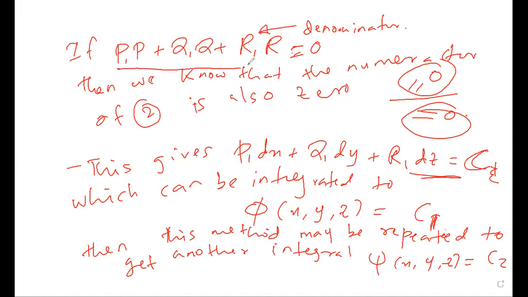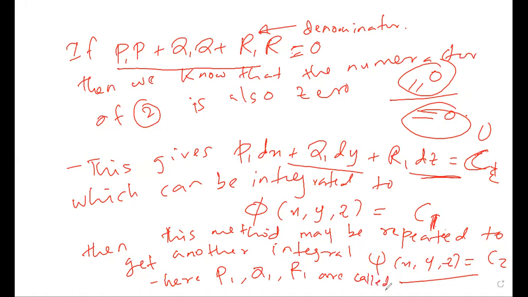So this P1, Q1, R1, if it is 0, then we know the numerator is also 0. This gives, which we have taken as a C, when we are integrating, because of this 0, we will get C1. Similarly, if you do the other repeated one, then we'll have a second integral equal to C2. So write down here: this P1, Q1, R1 we have taken now are called multipliers.